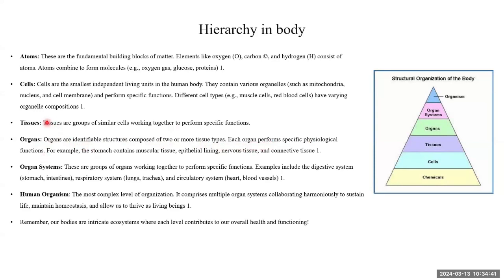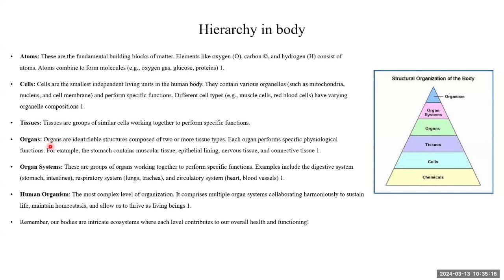We cannot differentiate tissues on the basis of structure, although apparently they might look the same, but functionally they might be secreting different types of hormones. They might be doing different functions, even though apparently they might look similar. So what is an organ? An organ is identifiable. We can see a simple spleen, a simple kidney, a simple liver, or any specific organ.